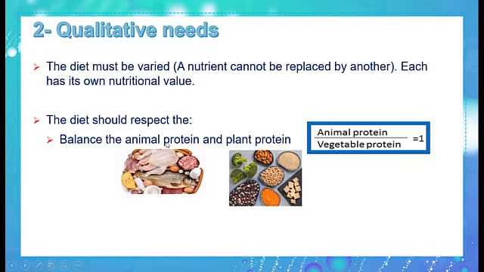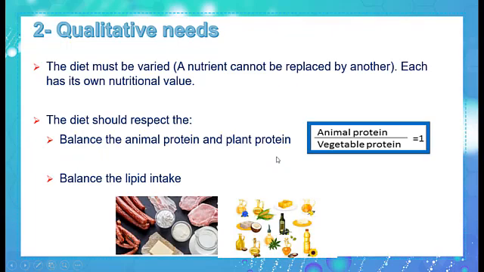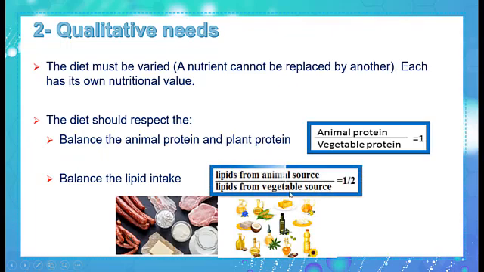Animal protein means that it is a protein from animal source, while vegetable protein is a protein from vegetable source. Also, we should balance the lipid intake. The lipids from animal source should be half the lipids from vegetable source.